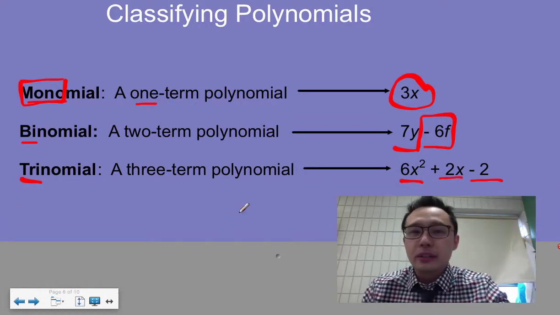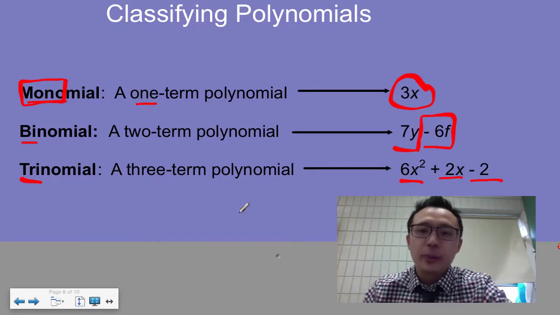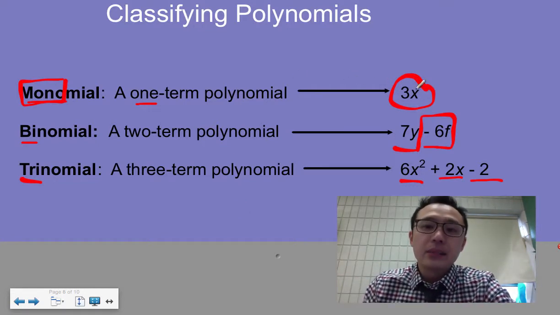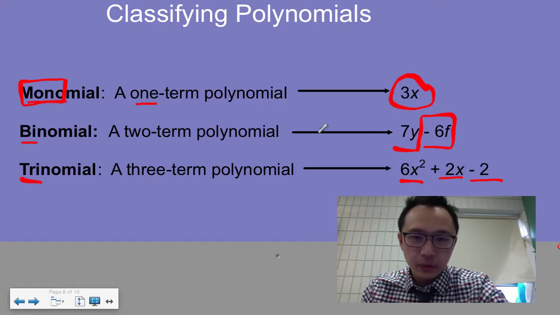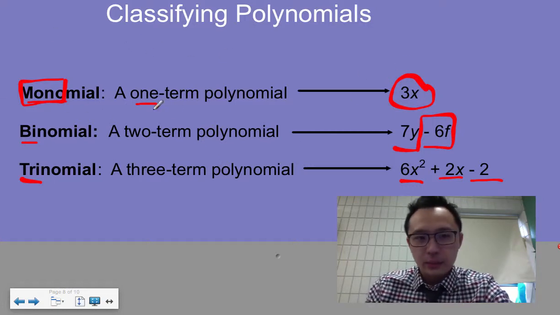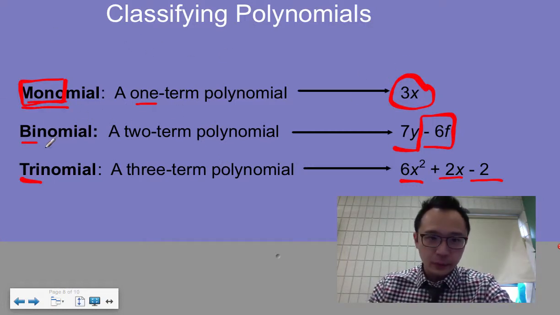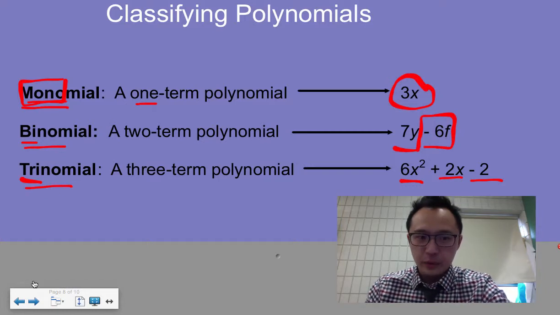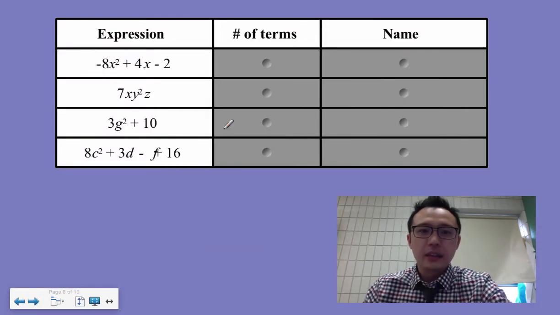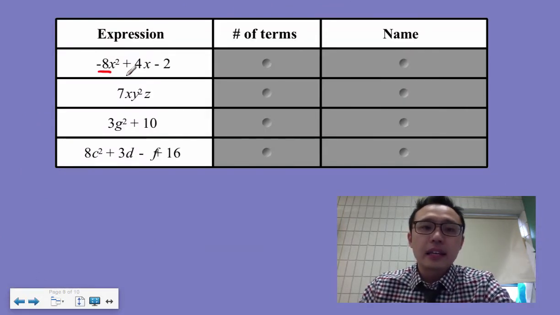Polynomial is just basically the generic term for anything with at least one term. That's what we defined before. So that's polynomial. These ones are more specific. Monomial is just for one term, binomial is for two, and trinomial is for three. And that's it. So we can see this one as an example.